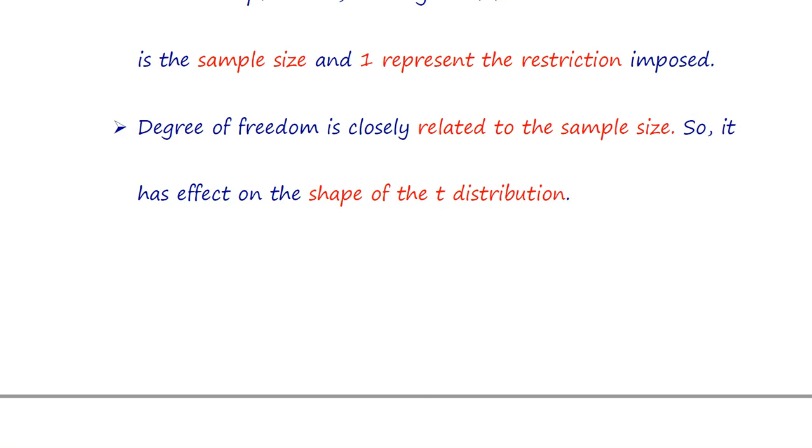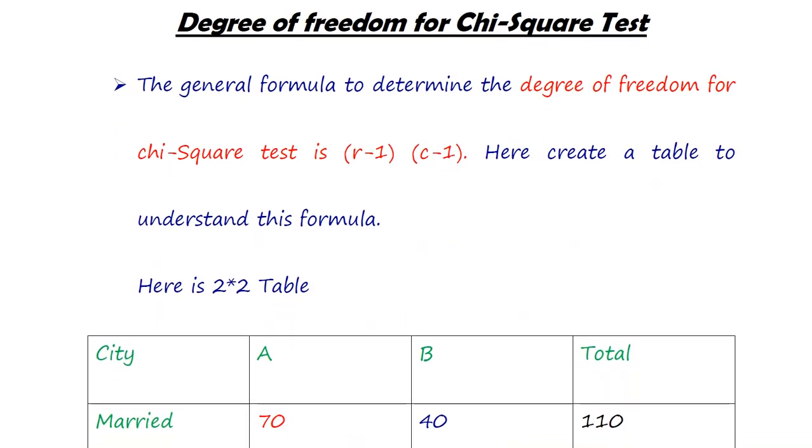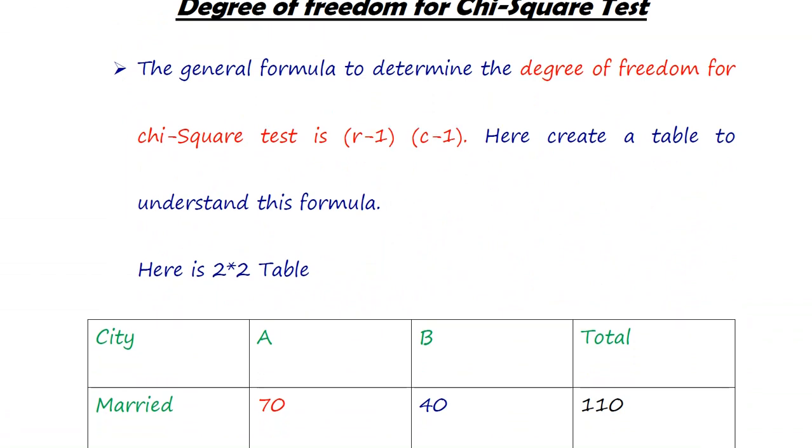Degree of freedom is closely related to sample size. As you know, as the sample size increases, degree of freedom automatically increases. For example, if our sample size is 10, the degree of freedom will be n minus 1, 10 minus 1 is equal to 9. If our sample size is 20, the degree of freedom will be 19. If our sample size is 50, the degree of freedom will be 49. So degree of freedom is closely related to sample size and it has an effect on the shape of the t distributions as well.